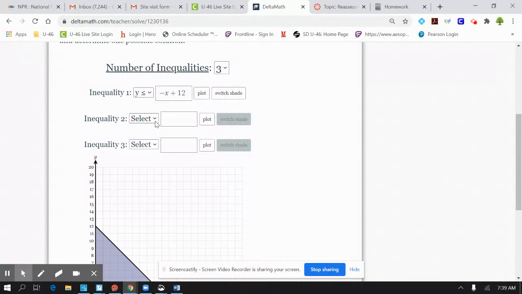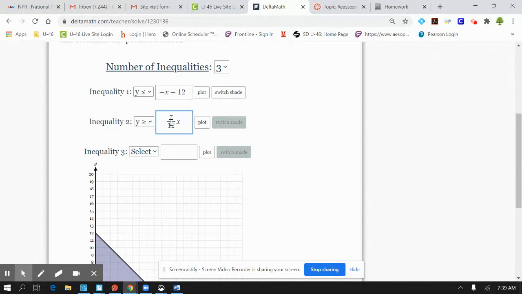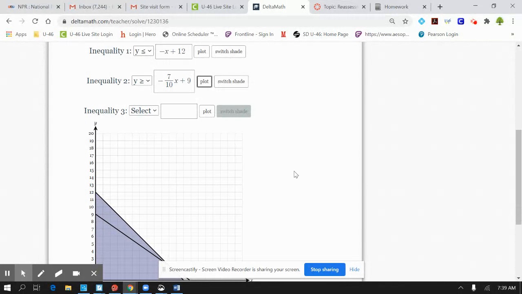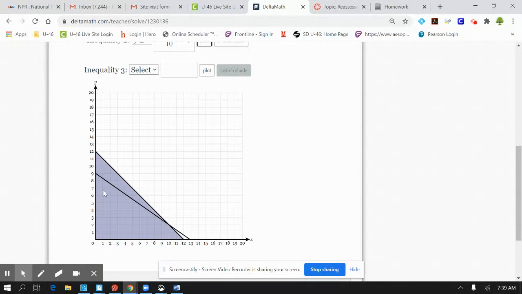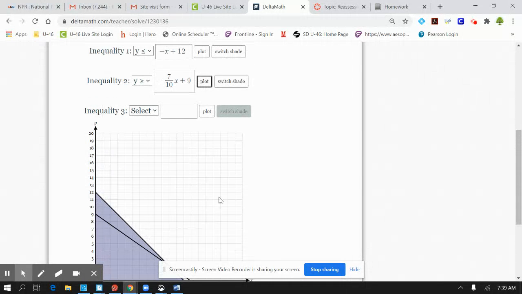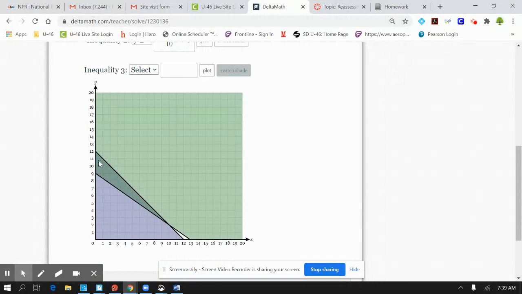The second inequality: y is greater than or equal to -7/10 x plus 9. And this is the money inequality. So any ordered pair on this line, he is making exactly $90. And he wants to make at least $90. So I need to be above that. So far, all the ordered pairs in the double shaded region are good.